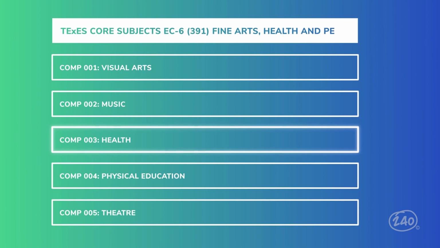I hope we ate our veggies today, because next on the menu is the health competency. The health competency covers a wide array of topics, ranging from human body systems to growth and development to family behaviors and lots in between.